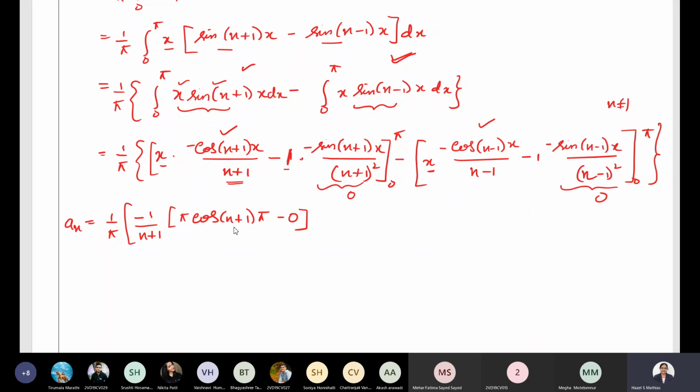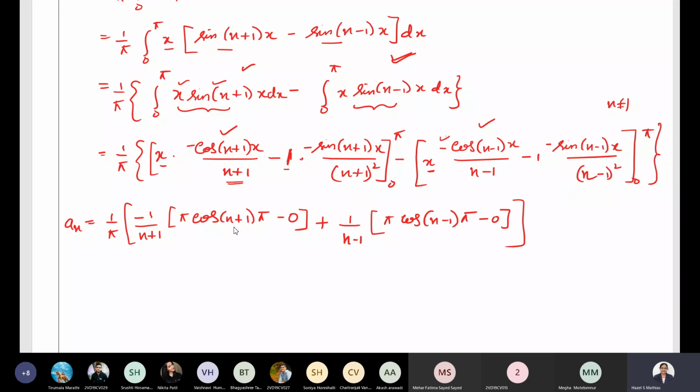Okay, then come to this stage here. Here you have a negative sign, minus of minus will be plus 1 by n minus 1 into, apply for this one. What do we get? Pi cos n minus 1 into pi. When you apply the lower limit, it is going to be 0. Is it clear everyone? Anybody has any doubt?